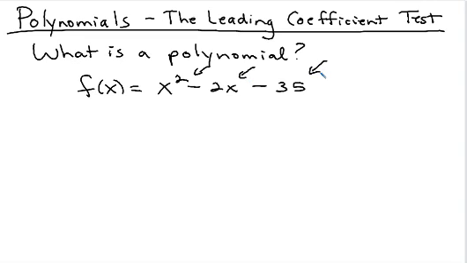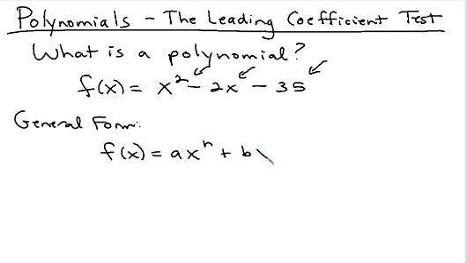So the general form of a polynomial is much uglier. Here it is. a x to the n plus b x to the n minus 1 plus c x to the n minus 2 plus on down to dx plus k. And I know that looks really ugly, but it is essentially saying the same thing as this quadratic up above.